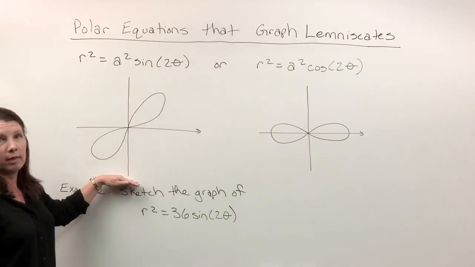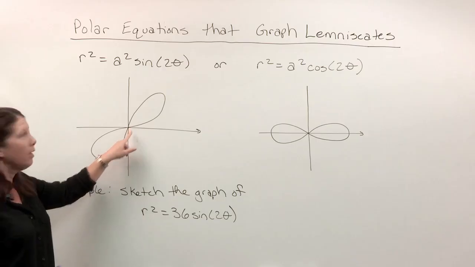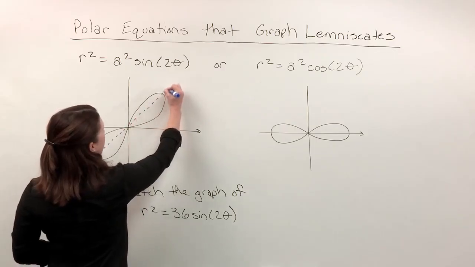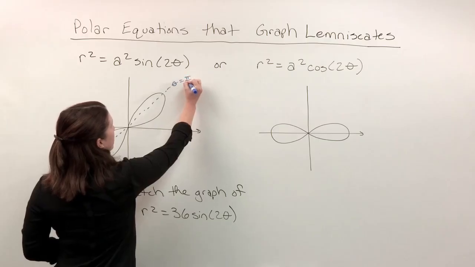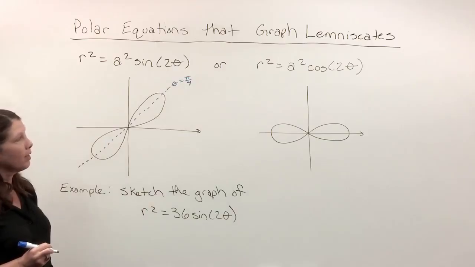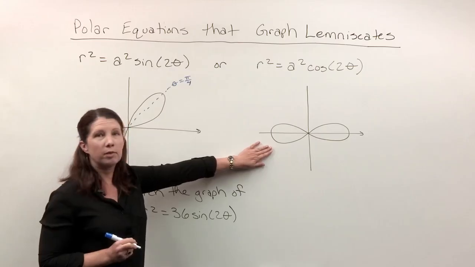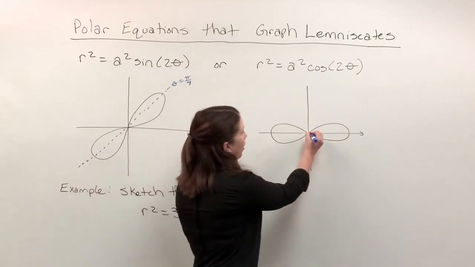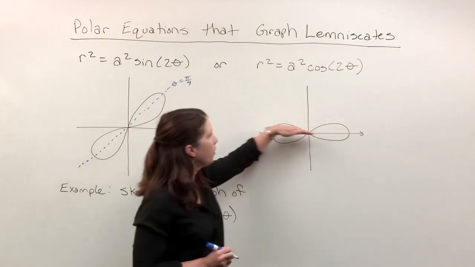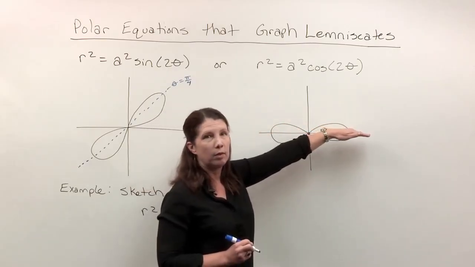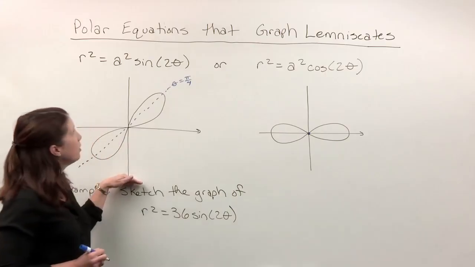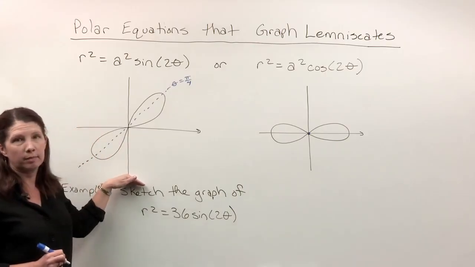If the equation is in terms of sine, then the graph will look like this. It will be symmetric about the pole, and the graph will lie on this line, theta equals pi over 4. So it will be symmetric about this line, theta equals pi over 4. If the graph is in terms of cosine, then that graph is also symmetric about the pole, but then it's symmetric about the polar axis. So if the graph is in terms of cosine, your graph will look like this. And if the graph is in terms of sine, it will look like this.